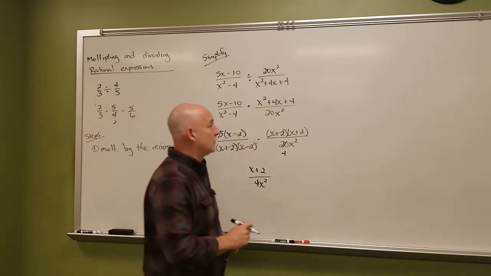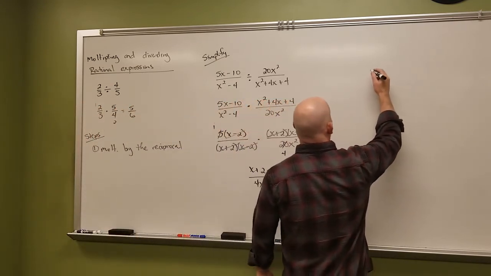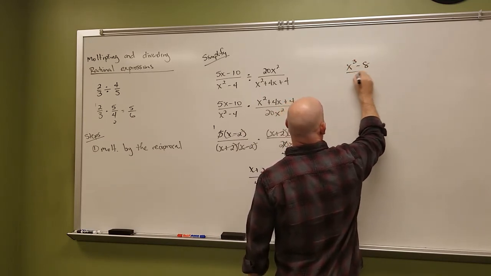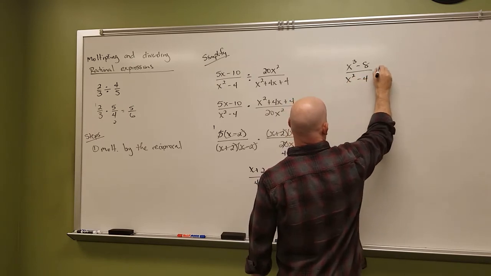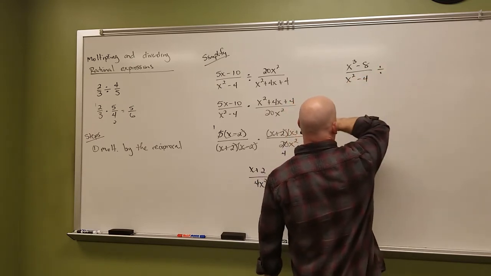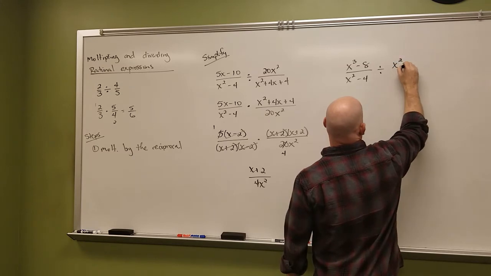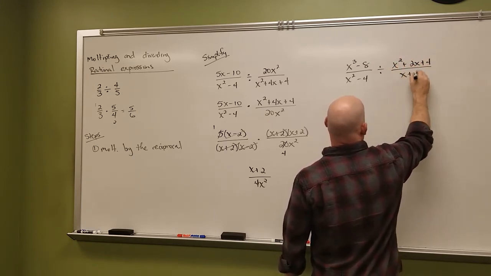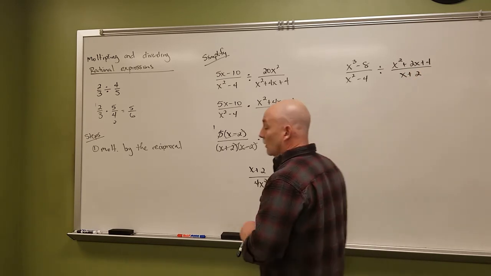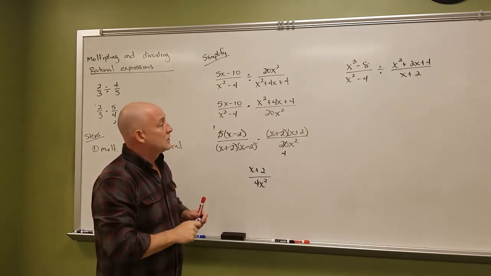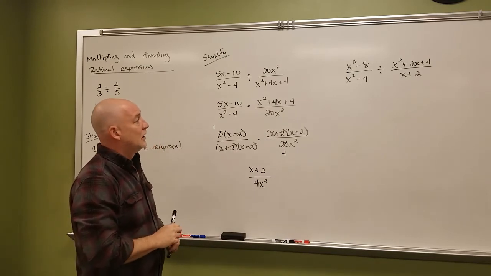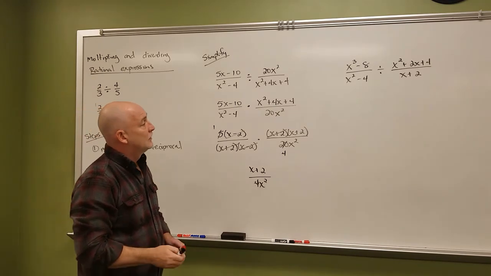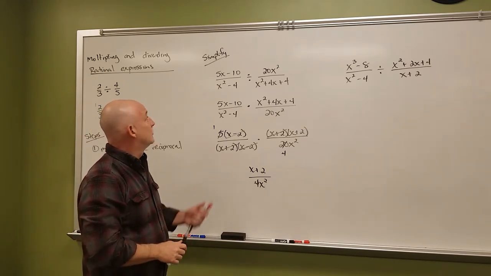All right, let me give you one to try. This one's going to be a little bit harder, at least a little bit harder on factoring. So let's say I gave you, let's do x cubed minus 8 all over x squared minus 4 divided by, let's do x squared plus 2x plus 4 all over x plus 2. Okay, so again, we're dividing. So the first thing you want to do is change that into multiplication. Then see if you can factor everything and reduce. So again, hit pause and reduce. Go, simplify.